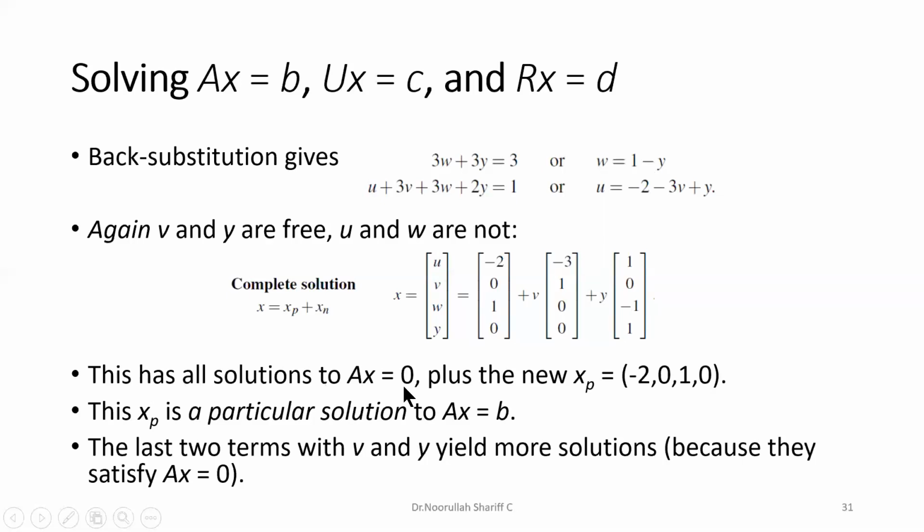This has all solutions of Ax equal to 0 plus the new particular solution, which is xp equal to (minus 2, 0, 1, 0), which is got from here. And these two together correspond to the solution of Ax equal to 0, which we considered in the last class. This xp is a particular solution to Ax equal to b. The last two terms with v and y yield more solutions, because they satisfy Ax equal to 0.